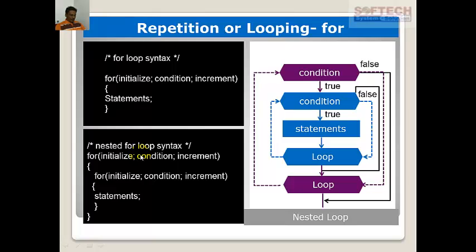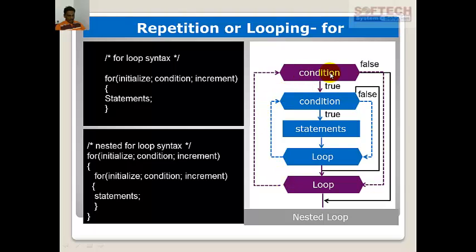Nested for loop. A loop within a loop is called a nested for loop. A for within a for is called a nested for loop. We can also write it like this: for (initialize; condition; increment). Within this for block, we can use another for, with its own initialize, condition, increment. So this is a flowchart for the nested loop.